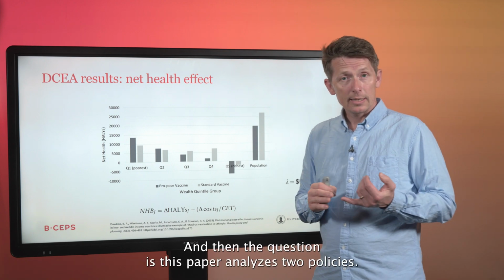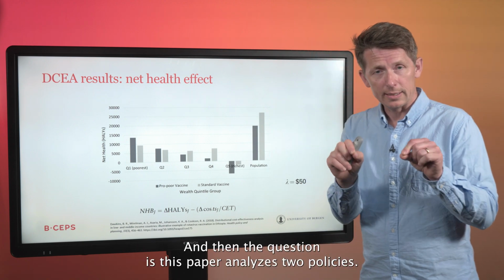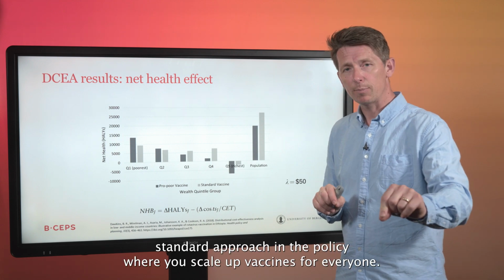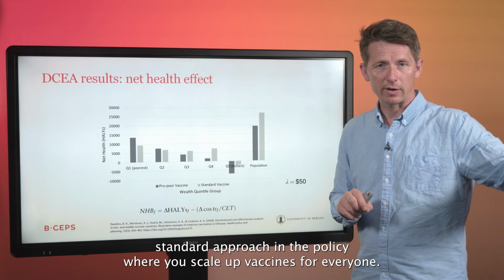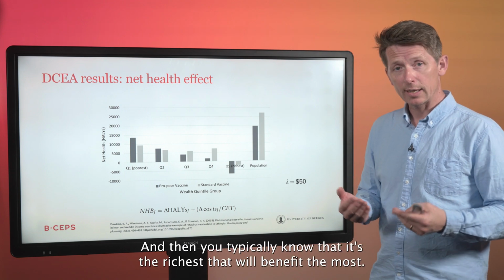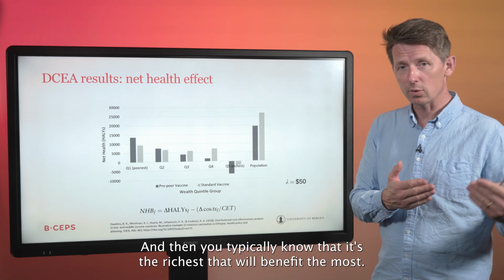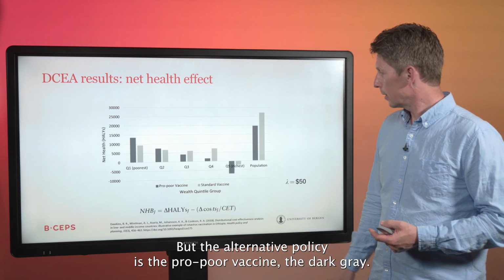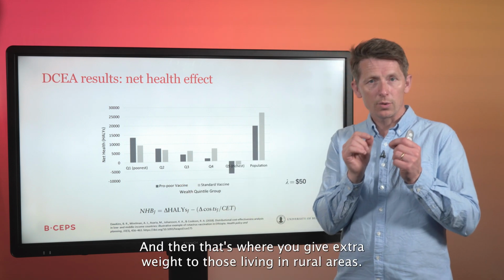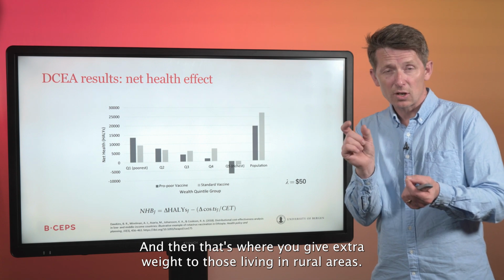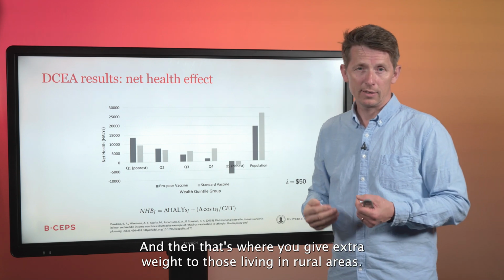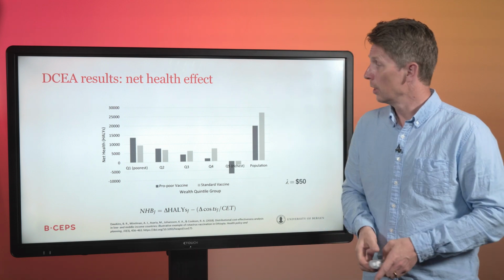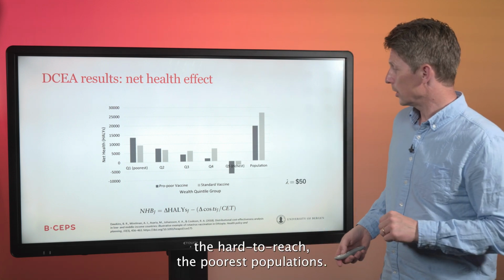And then the question is, this paper analyzes two policies. It's a rotavirus vaccine, but you have a standard approach in the policy where you scale up vaccines for everyone. And then you typically know that it's the richest that will benefit the most. But the alternative policy is the pro-poor vaccine, the dark gray, and that's where you give extra weight to those living in rural areas. You need to invest a little bit more or much more to reach the hard to reach, the poorest populations.